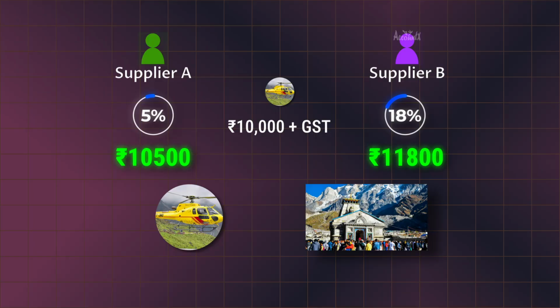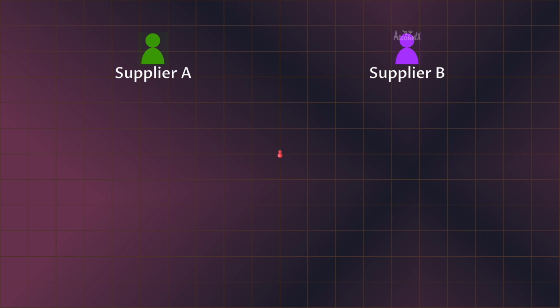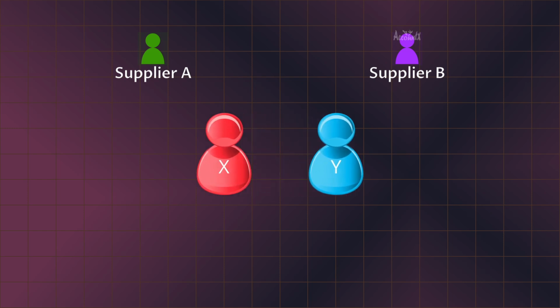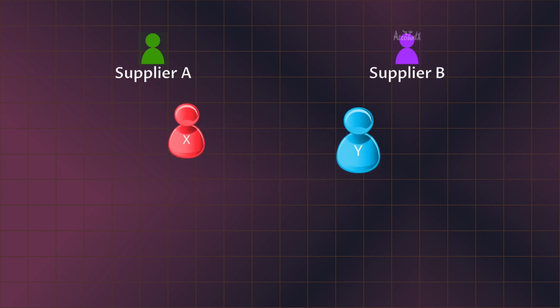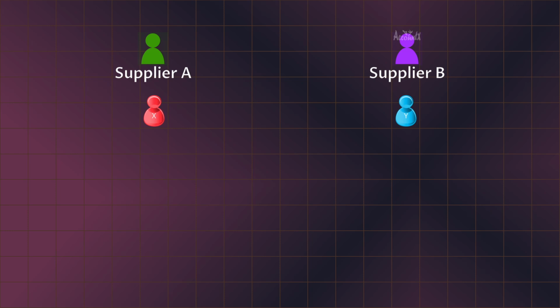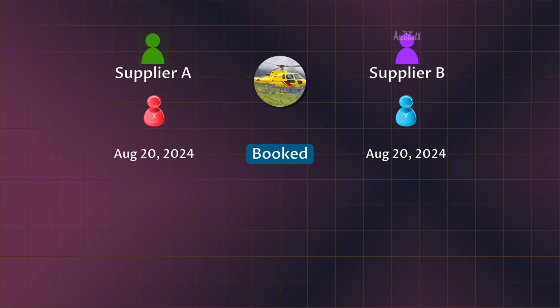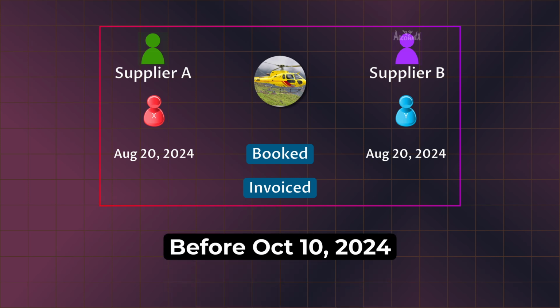For this, let's consider the same example but this time from supplier's perspective. Let's say there are two customers X and Y who avail services from supplier A and B respectively. For ease of understanding, let's say both these customers have booked helicopter service on 20th August and both the suppliers have issued invoice on the same date. These are past period transactions because these have happened before 10th October.